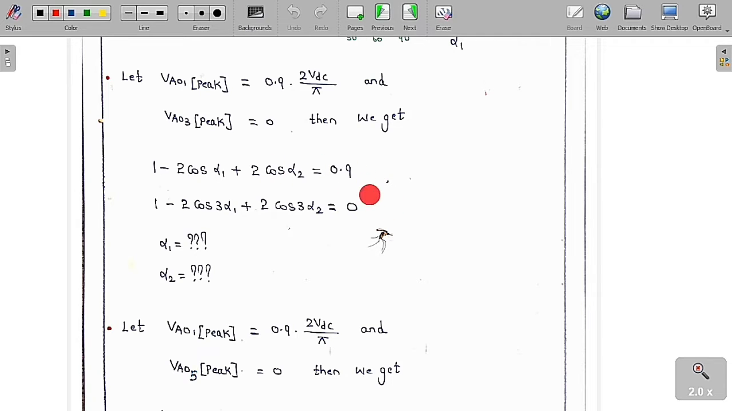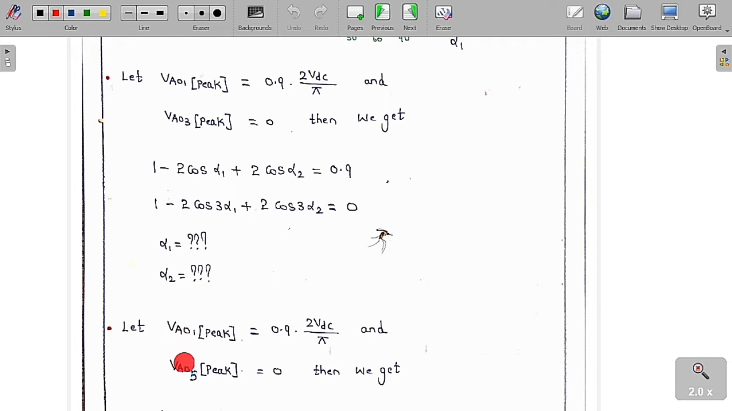Now, if you solve these two equations with two unknowns, we can get the values of alpha 1 and alpha 2. With the help of alpha 1 and alpha 2, you are going to remove the third harmonic, and also you are going to get the fundamental component of peak value 0.92 VDC by pi. This is the way we can get the values of alpha 1 and alpha 2.